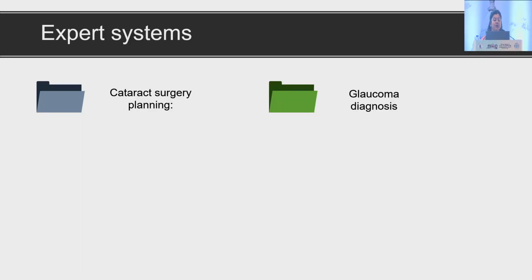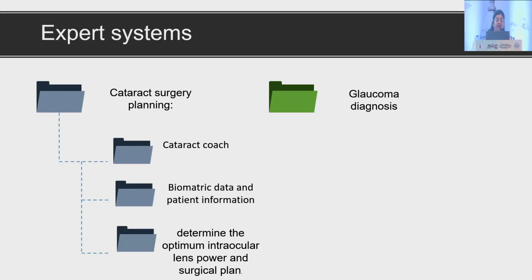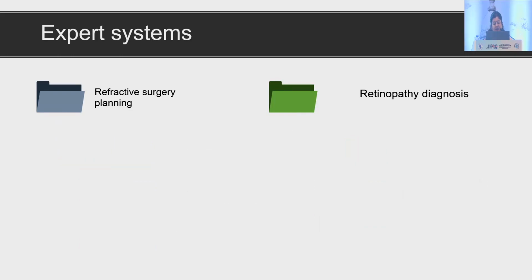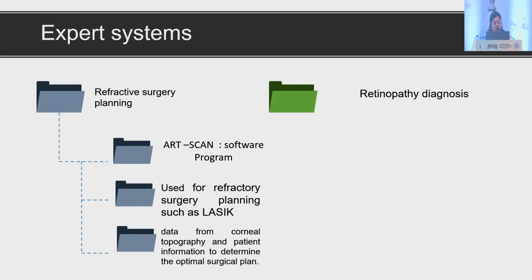Coming to expert systems, they are used in cataract surgery planning and glaucoma diagnosis. We have Cataract Coach. It uses biometric data and patient information to determine the optimal intraocular lens power and plans the surgery. Then for glaucoma diagnosis, we have a cloud-based solution which uses data from visual fields and OCT scans to detect the probability of glaucoma. It is named the Glaucoma cloud-based solution. Then we have refractive surgery and retinopathy diagnosis. For refractive surgery, we have ART scan software, which is used for refractive surgery planning such as LASIK. It analyzes data from corneal topography and patient information to determine the optimal surgical plan.